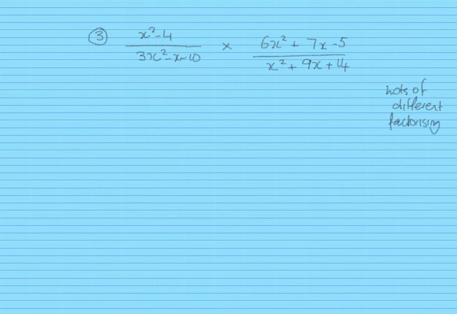Okay, question 3. We've got x squared take 4 over 3x squared minus x minus 10. So a fraction. And we're multiplying that by another fraction, 6x squared plus 7x minus 5, all over x squared plus 9x plus 14. And so we need to factorise each of those different terms on the top and the bottom. So lots of different factorising that we're going to be doing. So we're going to look at each separately.